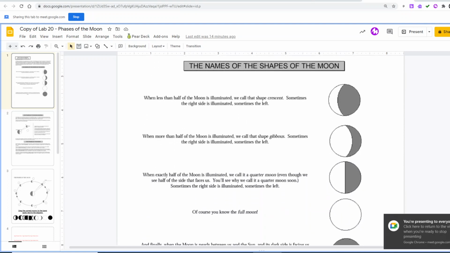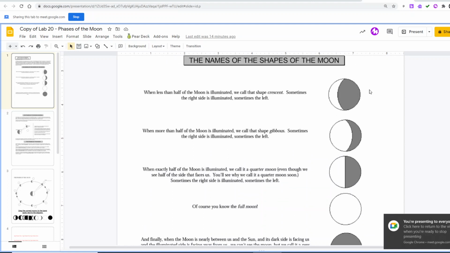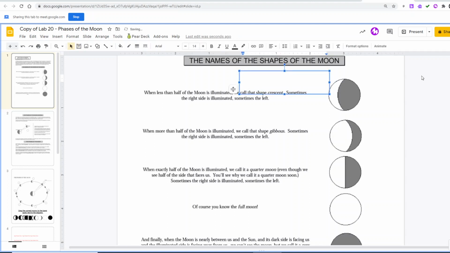All right, so if you take a look here, they gave you a few examples. So this is all old material. We learned this earlier in the week. When less than half of the moon is illuminated, we call that crescent. Sometimes it's the right hand, sometimes it's the left. Now, just a little bit of review. Is this waxing or waning? Is this a waxing or waning crescent?